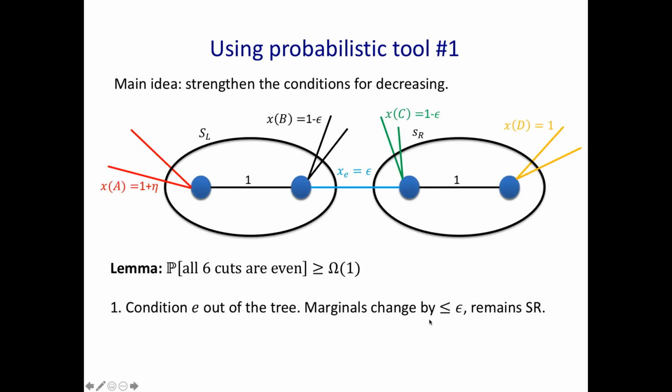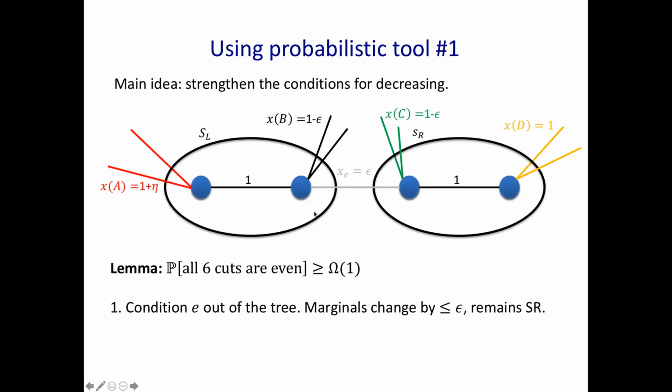First condition on the event that E is not in the tree. This event occurs with probability at least 1 minus epsilon. And the distribution remains SR by our closure properties. And furthermore, by negative dependence, the expectation of the remaining edges changes by at most epsilon.